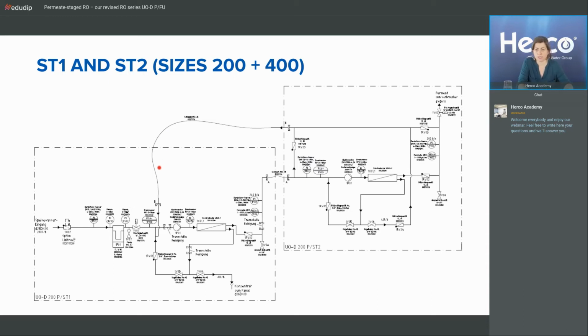It looks a bit confusing if you look at the diagram for the first time. My colleagues are nodding here behind the camera. But the advantage is you have only one connection. So you need just one hose to connect the permeate, and you need one hose to connect everything that comes back. Okay, it's important to remember.